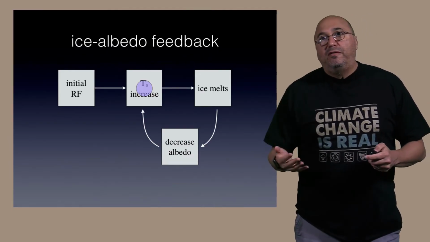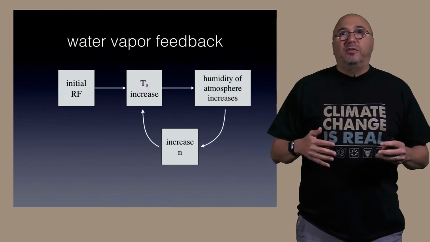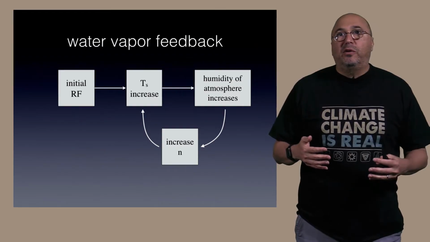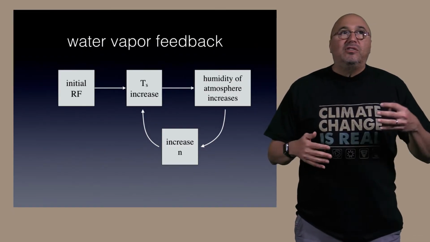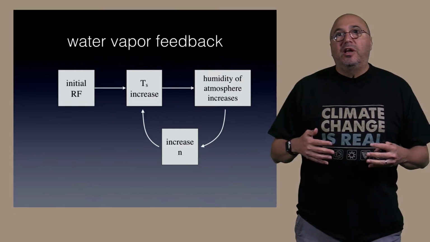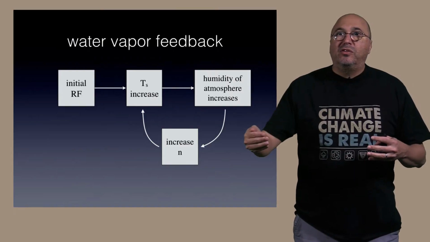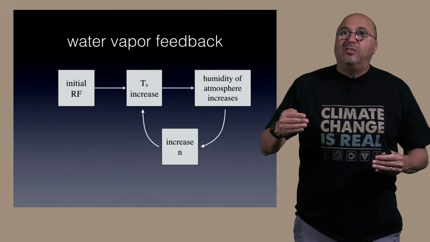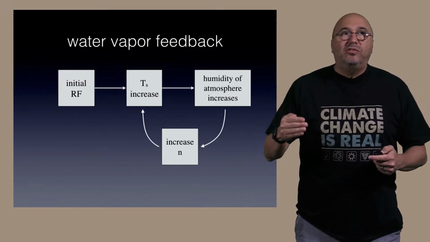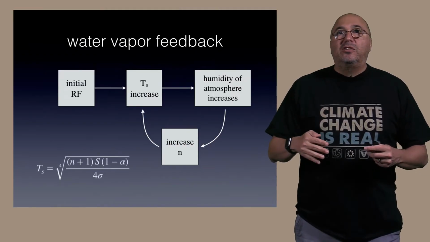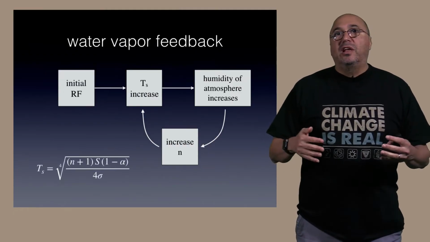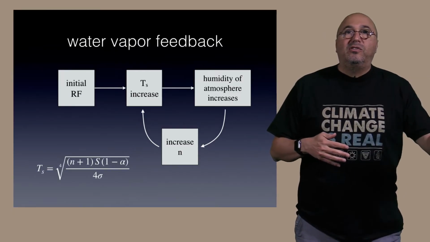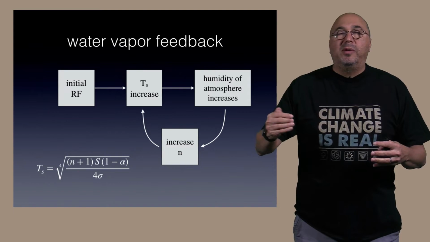The most important feedback is known as the water vapor feedback. As the climate warms in response to an initial radiative forcing, the warmer atmosphere is capable of holding more water vapor, so atmospheric humidity increases. Because water vapor is a greenhouse gas, this increase in atmospheric humidity increases the number of layers, N, which our favorite equation tells us leads to additional warming. This then leads to further increases in atmospheric humidity and further warming.